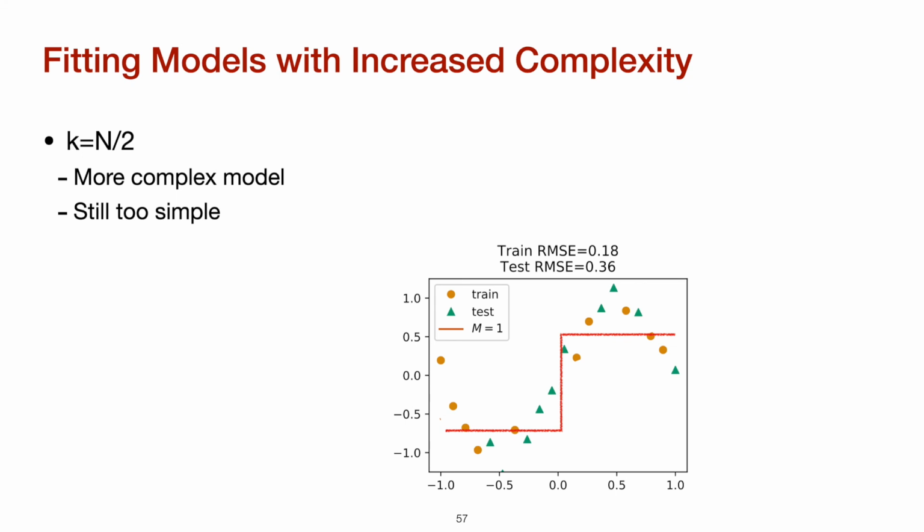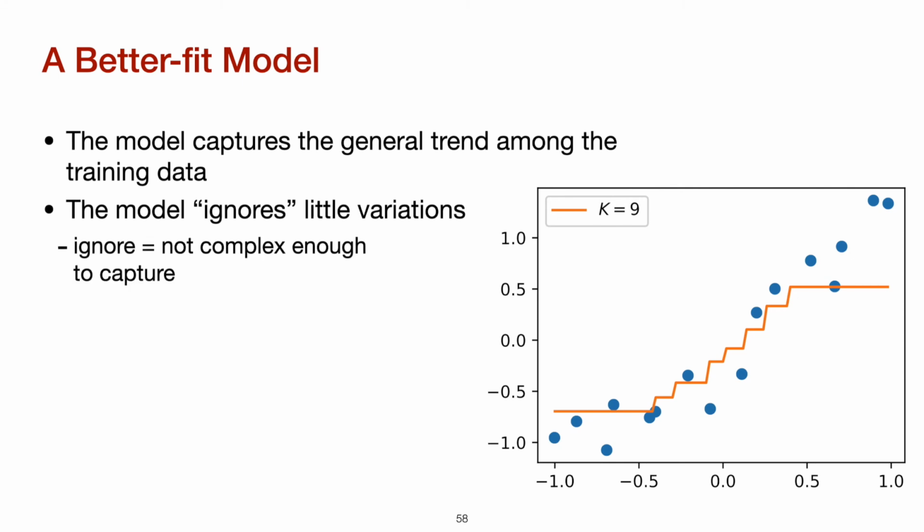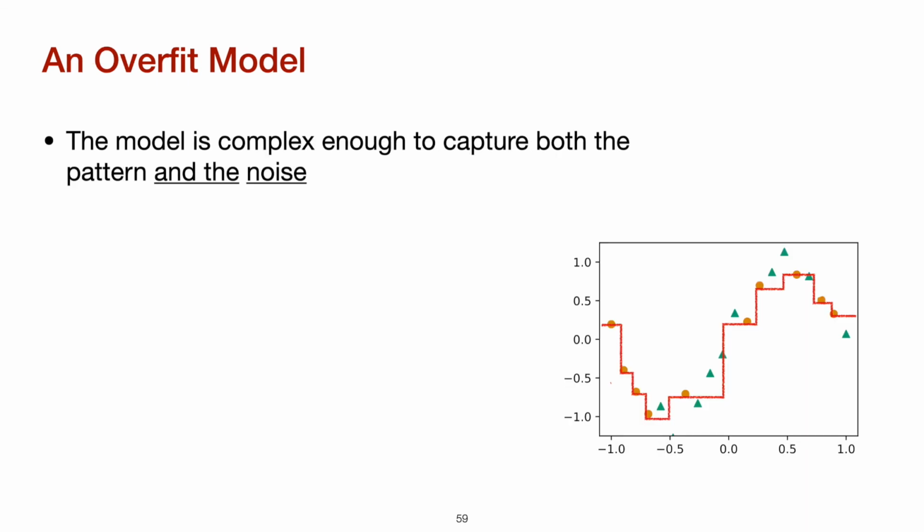We've got some more pattern from the data here, but it's still too simple. And as we lower our k value, we start to capture more trends in the data, which is what we want. We want to be in this case where we are ignoring the little variations that come with error-laden observation, but we are still capturing the general trend. So that's the goal here.